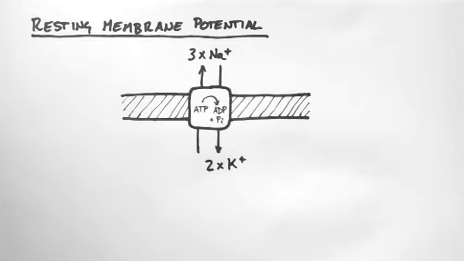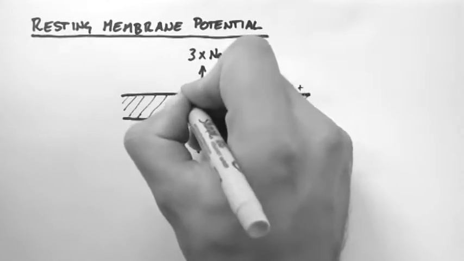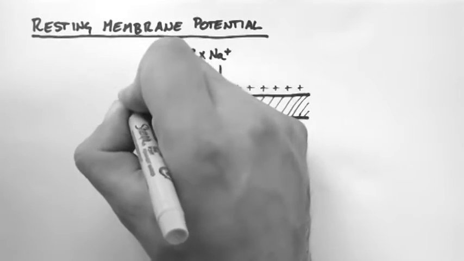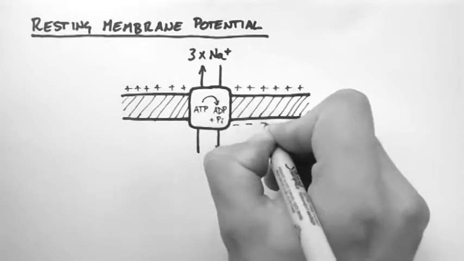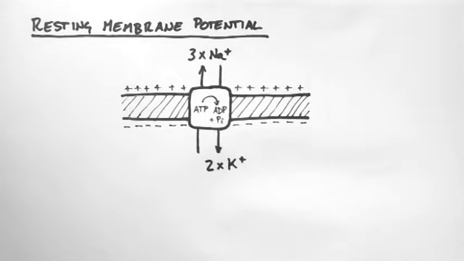Now, because we are pumping 3 positive ions out of the cell and only 2 positive ions in, we get an excess of positive ions on the outside of the cell. And conversely, we get a deficit of positive ions in the cell, which causes an effective negative ion excess. Because they attract each other, they line up on either side of the membrane, but they can't cross the membrane, and this leads to an electrical potential difference, also known as a voltage.